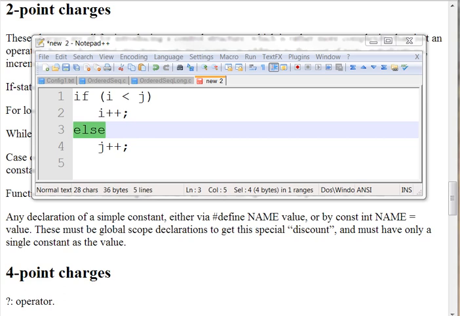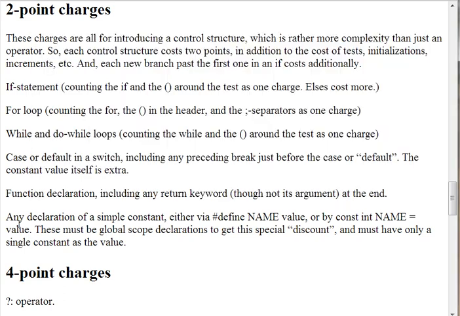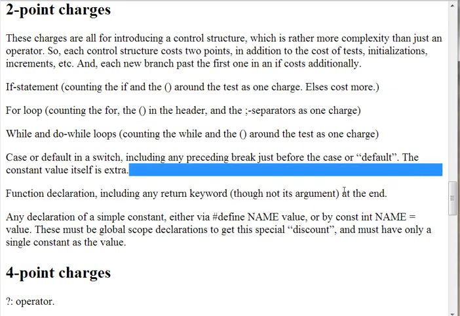A reasonable compromise seems to be charging for the tests and the increment operations that a control structure might need, plus a nod to cyclomatic complexity by charging another 2 points for the very existence of the branch or loop. It also makes sense to charge 2 points for function declarations, by the way, on the same subjective readability basis.